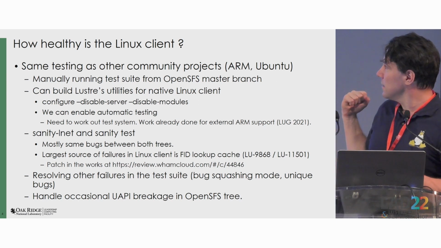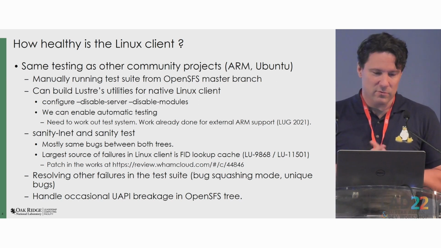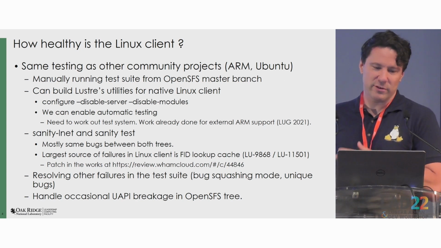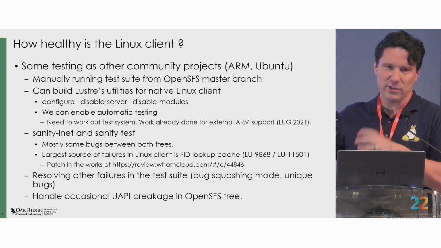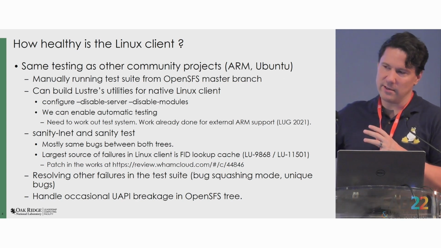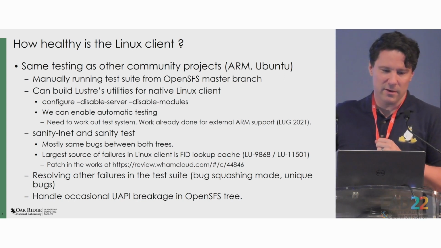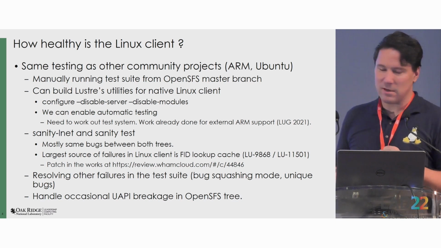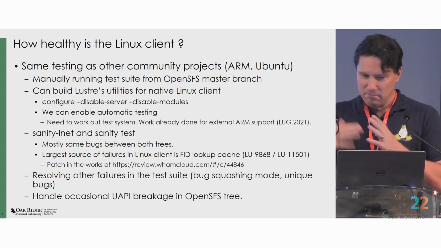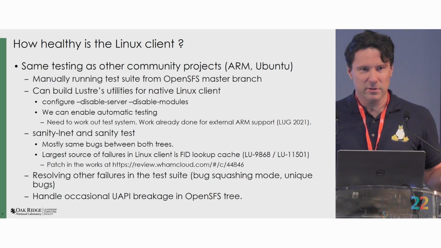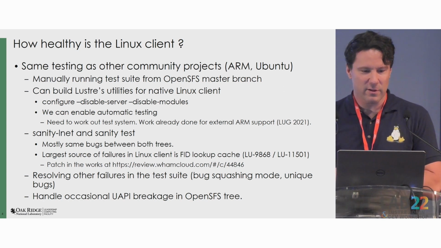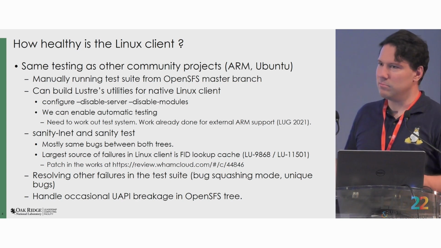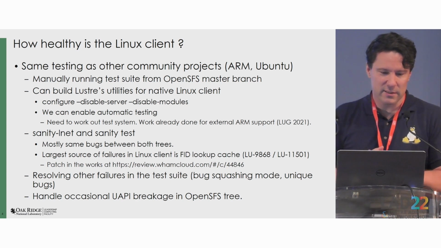Now the nice thing is that within the last 12 months, we've made it so that the OpenFS tree utilities, Lustre, you can actually build the utilities to work with the native client. It just works out of the box. If you do configure and you disable server, you have an option called disable modules. When you do that, it just builds the utilities for you, and you can just install it with the native client and it works. It's that easy now.